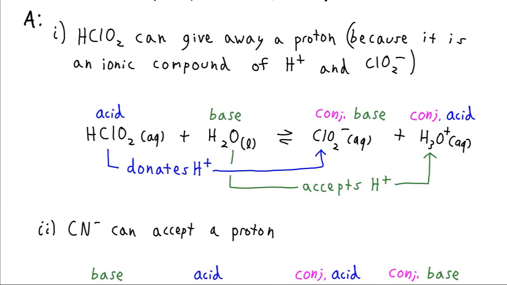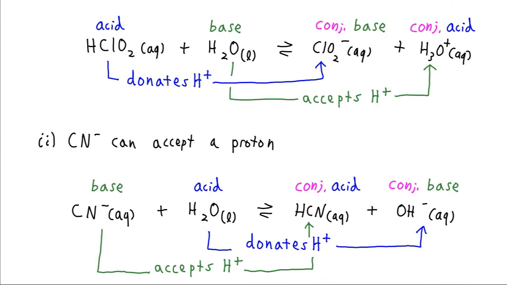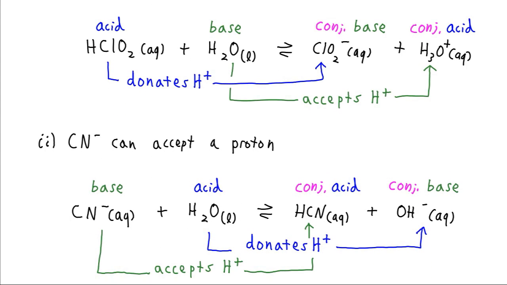Now, if we consider our cyanide ion, this obviously can't give a proton, but it can accept a proton. In fact, it would like to. It has a -1 charge, so if it accepts an H+, then it can become neutral. So it's going to act as the base in this case, accepting a proton from water to become HCN. And since water gave away a proton, it will become OH-, our hydroxide.